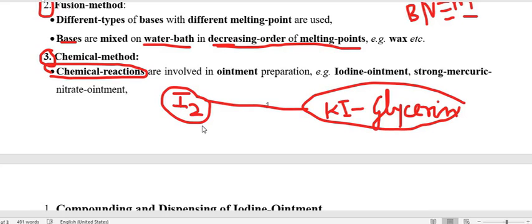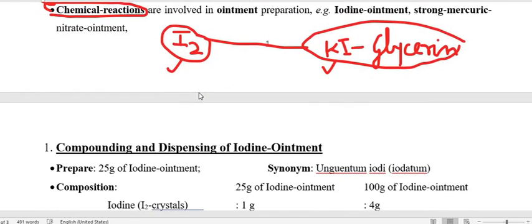Polyiodide is formed after the chemical reaction between the iodine and potassium iodide, and we are going to call this compound polyiodide. This polyiodide mixes very well in the ointment when we use the bases. That is why this is called the chemical method, because a chemical reaction occurs and a third chemical compound is formed, which helps in the mixing of the different ingredients of the medicinal preparation.